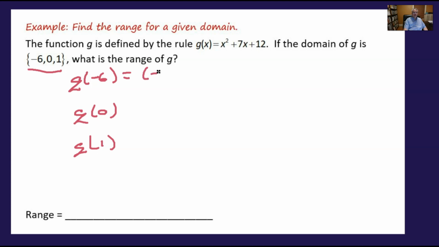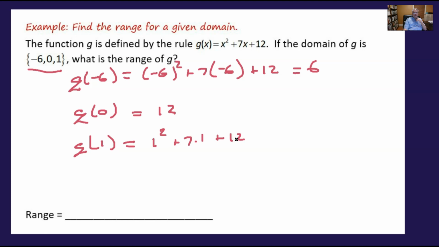Well, at negative 6, it'd be negative 6 squared plus 7 times negative 6 plus 12. That's 36 minus 42 is negative 6, plus 12, I think is 6. When we put in 0, that one's kind of nice. 0 squared plus 7 times 0 is 0, plus 12 is 12. And when we put in 1, we get 1 squared plus 7 times 1 plus 12. I think you get 20. So the range of this, the set of outputs, would be 6, 12, and 20.